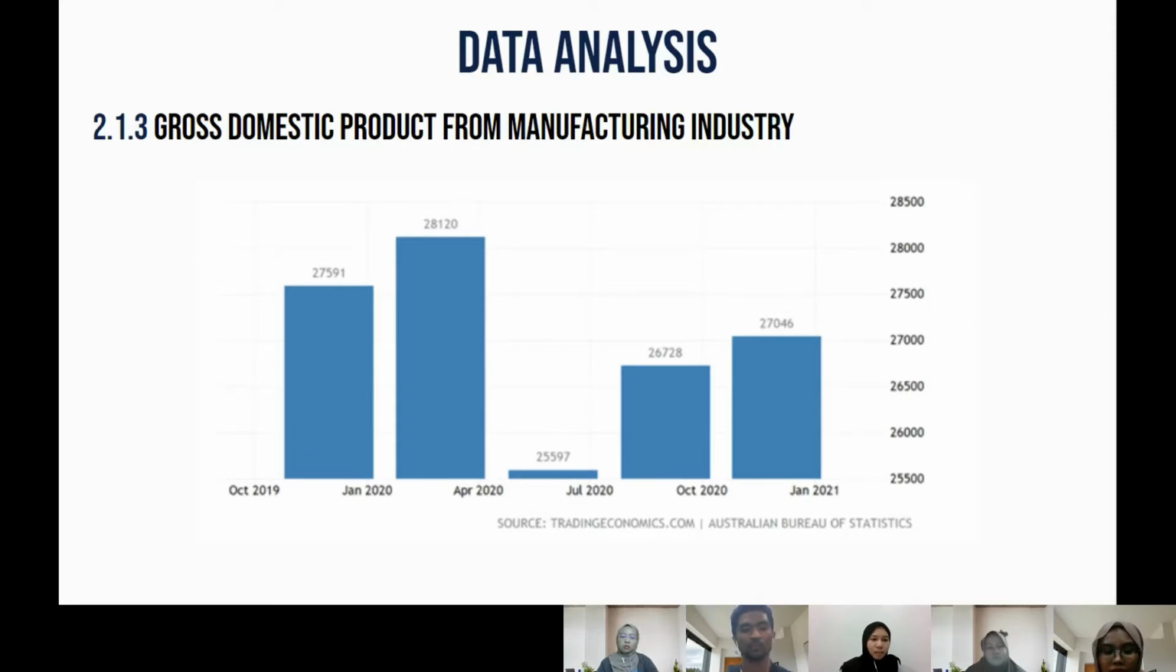Besides, household consumption also plays a role in this industry because they are the ones who consume the goods. So it shows in the data analysis that the household consumption dropped in the second quarter. That means the lesser the consumption, the lesser the production. However, in the third and fourth quarter, the industry slowly recovered as Australia made a strategy to grow the manufacturing industry back. Okay, next slide.